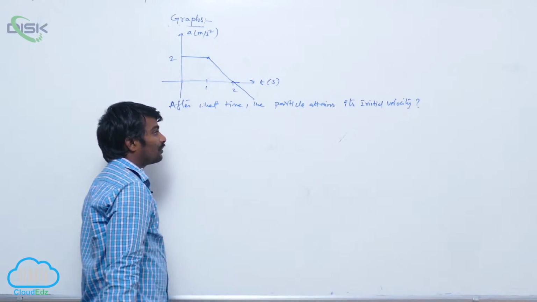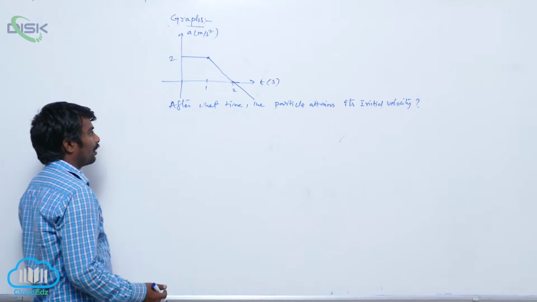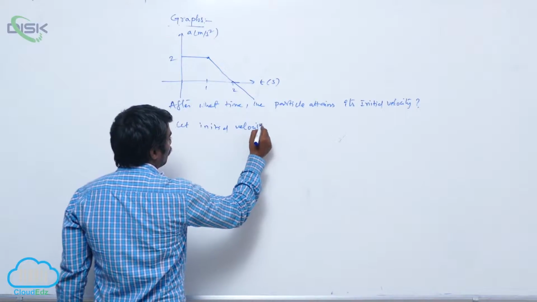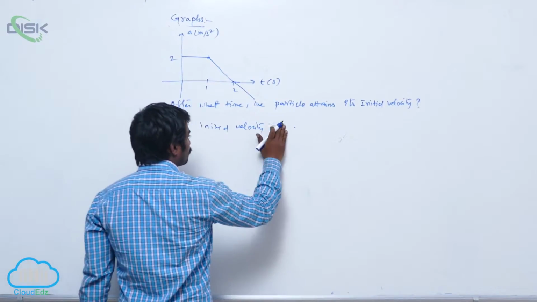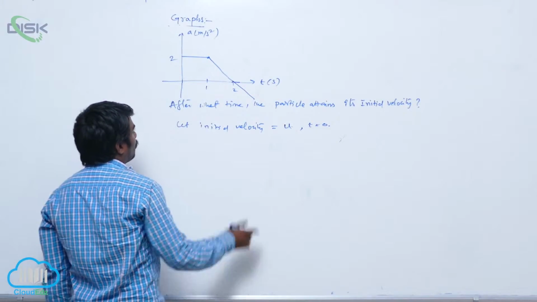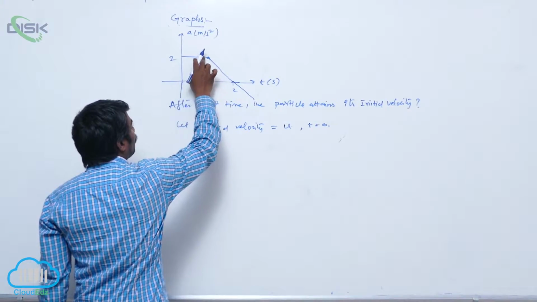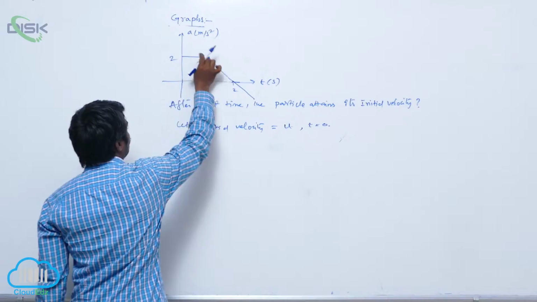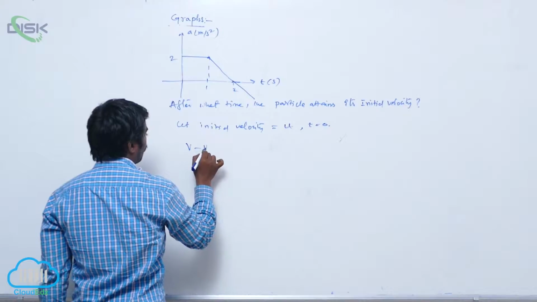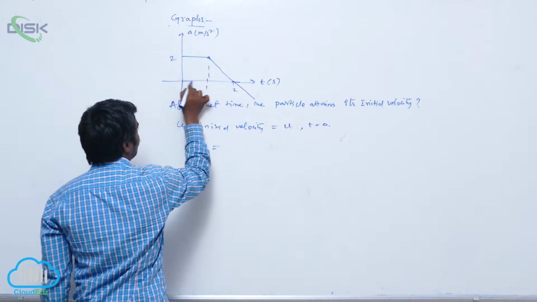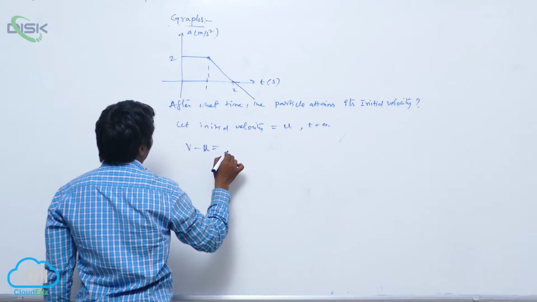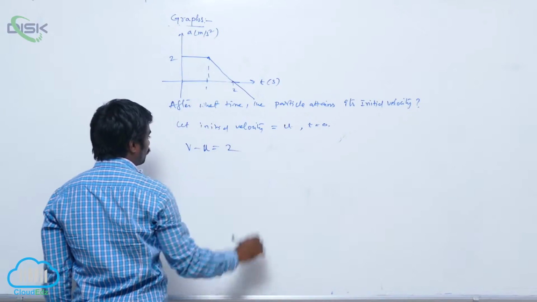So what is that time? After what time it attains its initial velocity, he is asking. So let initial velocity equal to u, this is at time t equal to 0. And we know that from AT graph, area between a of t graph and time axis gives you change in velocity. So after time t, let me take velocity is equal to v. So v minus u is equal to area. Area means 1 second into 2 meter per second square. So you are going to get length into breadth, that is 2.